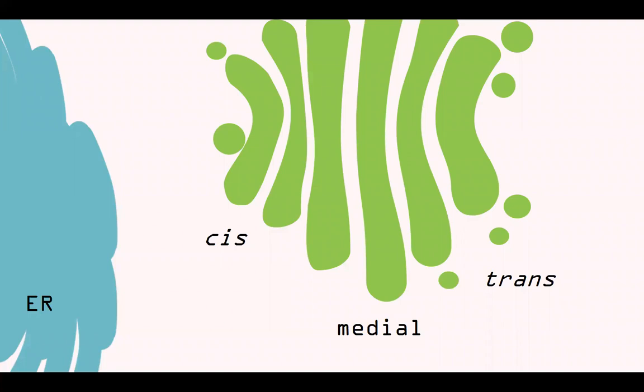Okay, so let's take a closer look at the ER and the Golgi apparatus. Now we have, again, our rough ER. Closest to the rough ER, we have the cis face of the Golgi. Furthest from that and closest to the plasma membrane, we have the trans face. And in the middle, we have the medial face. So we've got cis, medial, and trans faces.